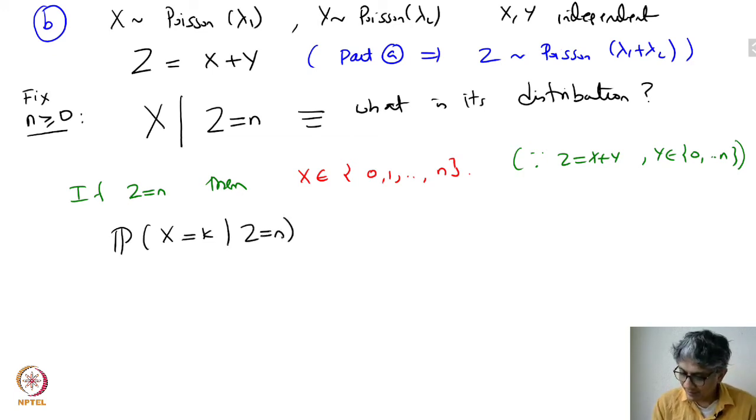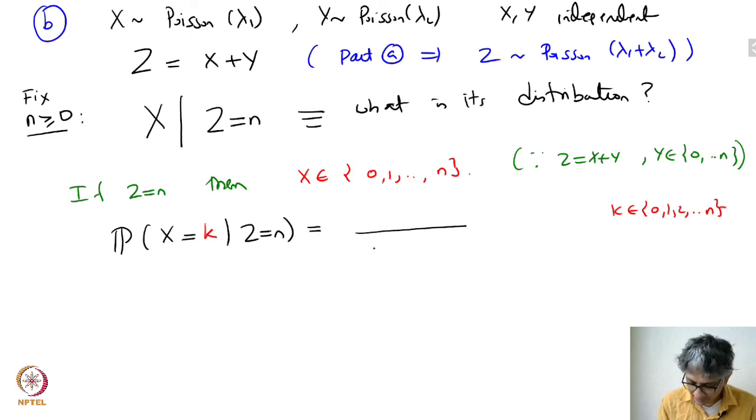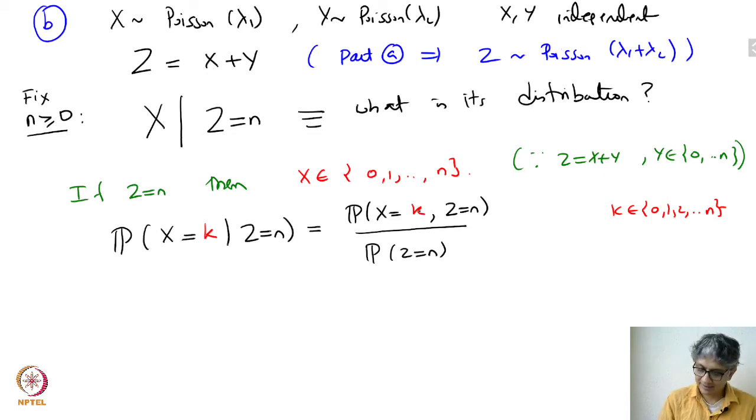This is where I'm at. So let me go back to my old notation of making k red, so you can understand what k looks like. So k is in the set 0, 1 up to n. Now this is going to be equal to, by definition, the chance that Z is equal to n at the bottom. At the top, you'll have X equal to k and Z equal to n. This is by definition of conditional probability.